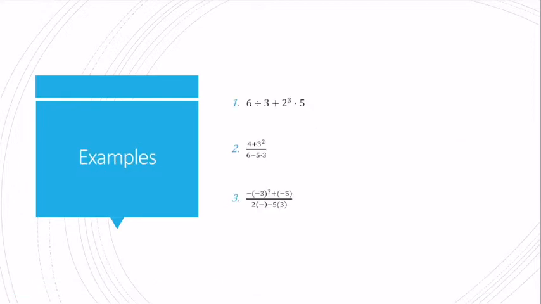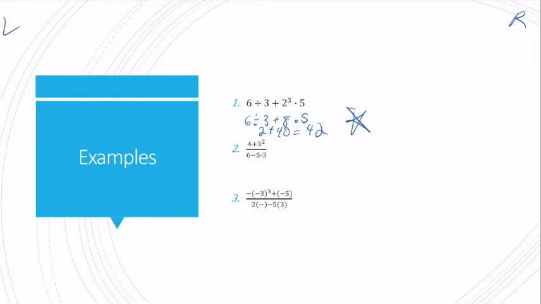So let's work through this example. I have 6 divided by 3 plus 2 cubed times 5. So no parentheses. I've got an exponent. Now I can go ahead and work multiplication and division left to right. I'm a little directionally challenged. 6 divided by 3 is 2. 2 plus 8 times 5, that's 40. 2 plus 40 is 42. That's the meaning of life. If you don't get the reference, Google it.